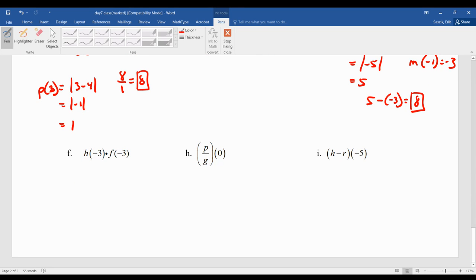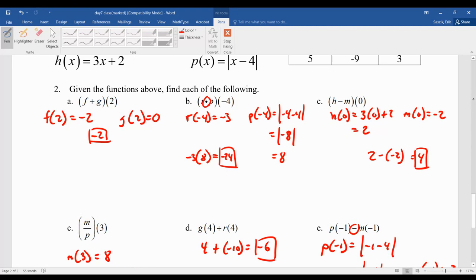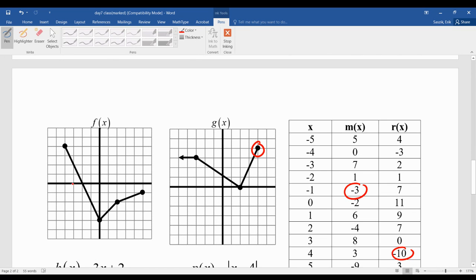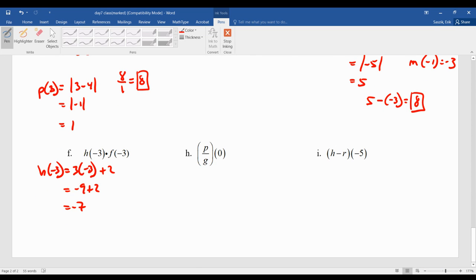Almost done here. So H of -3 is 3 times -3 plus 2. So that's -9 plus 2. That's -7. F of -3 comes from the graph. Let's go up and take a look at that. 1, 2, 3. Because that's the input, I go up there. The value is 2. F of -3 is 2, and we have to multiply these things. So -7 times 2 is -14.